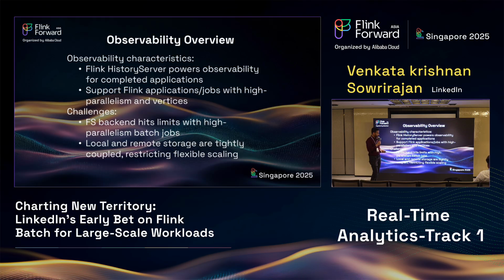Now that we saw the different challenges we faced on the connector, shuffle, and scheduler side, let's quickly see the observability aspects. For any service or any system, observability is very key, and that is true for Flink batch applications as well. We leverage Flink History Server for the observability. And we had one key requirement, which is to support a large number of Flink applications, and also Flink applications that have a high degree of parallelism.